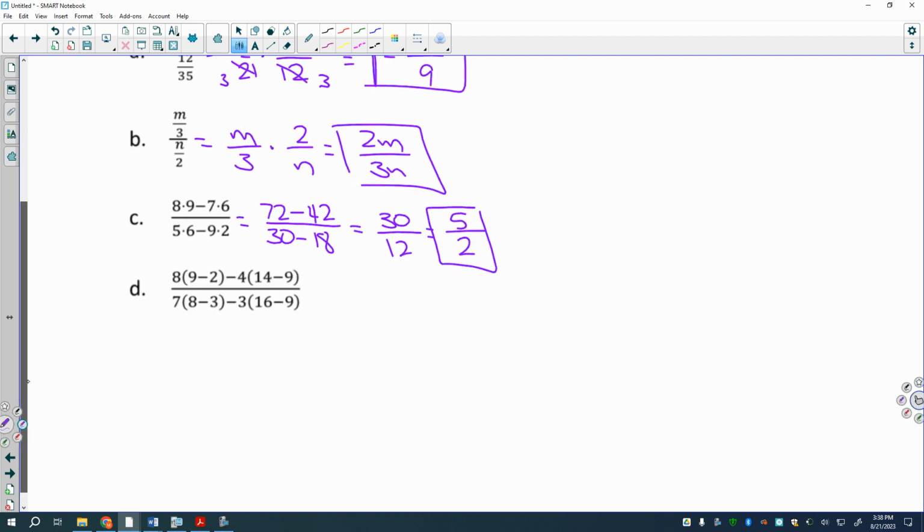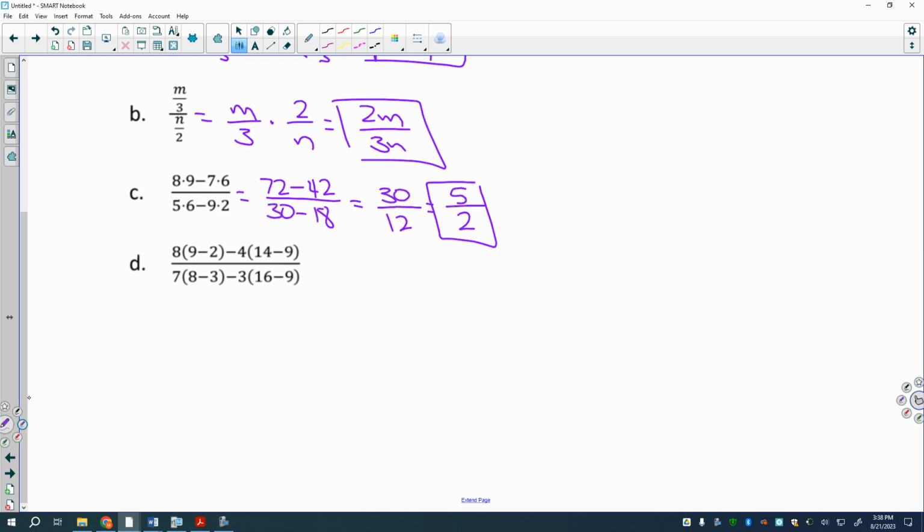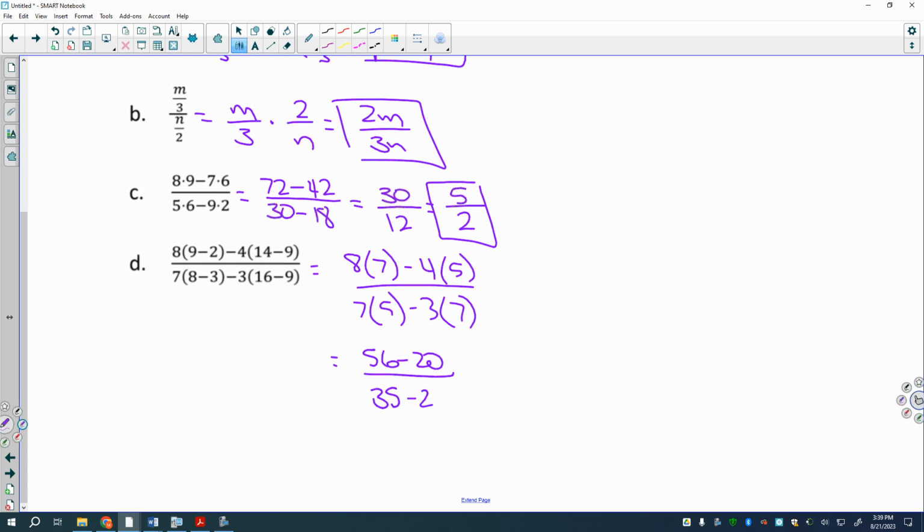And then in part D, same kind of idea here, step by step. 8 times, I'm going to do 9 minus 2, minus 4 times 14 minus 9, over 7 times 5 minus 3 times 7. 56 minus 20 in the numerator, doing the multiplying. 35 minus 21 in the denominator. 56 minus 20 is 36. 35 minus 21 is, no, it's not 7. That is 14.